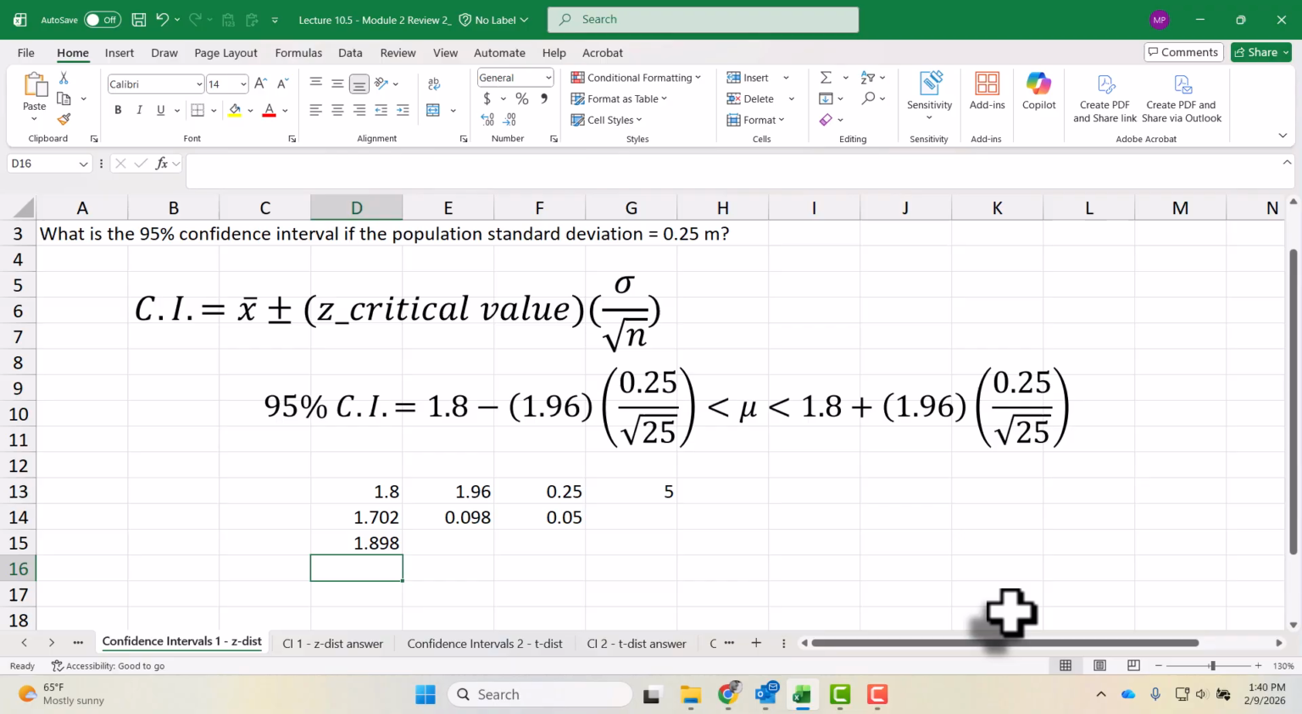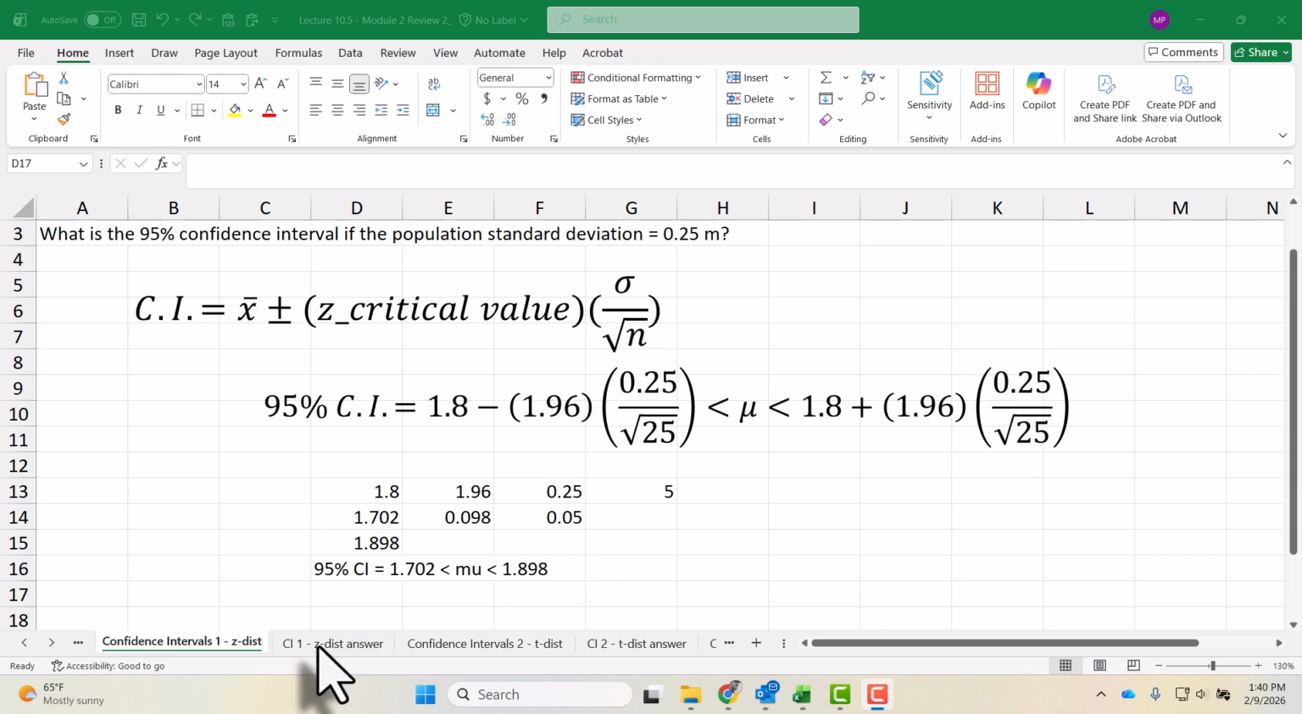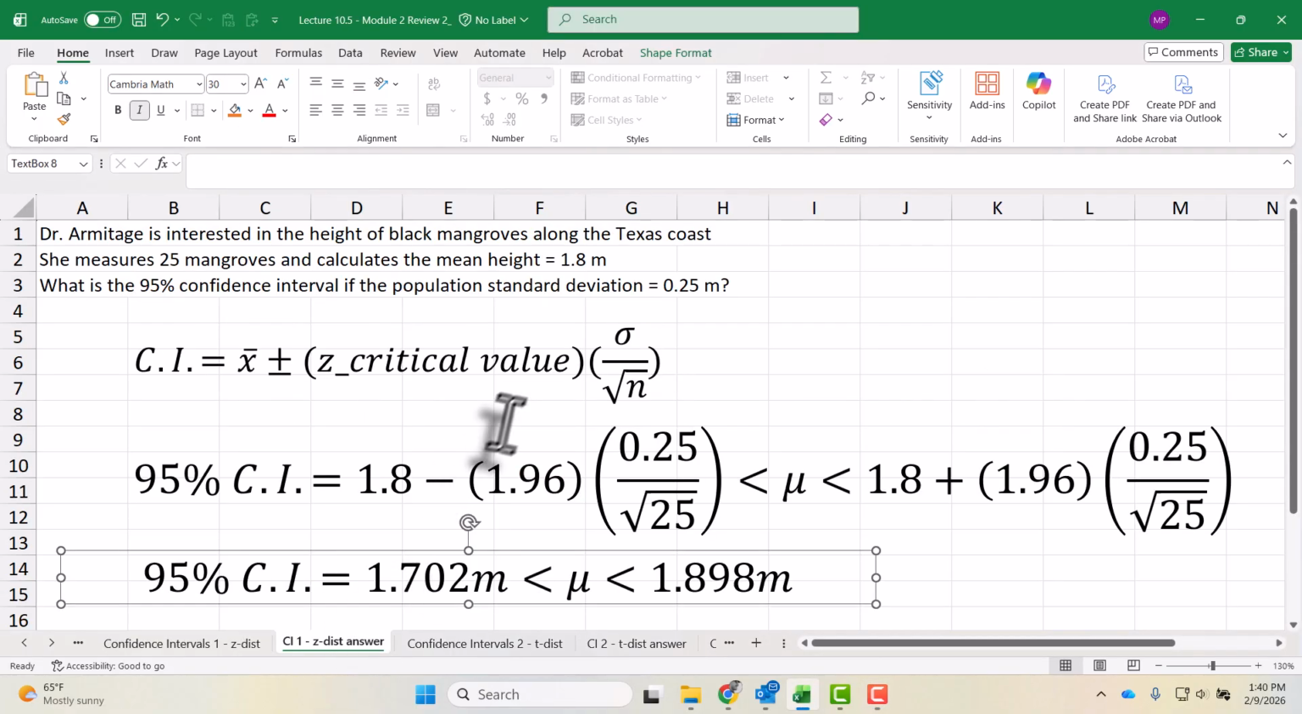And so for reporting this, our 95% confidence interval equals 1.702, which is less than mu, which is less than 1.8. If you go to where it says CI1-Z distribution answer, you'll see the math here, and you can see that our answer matches what we're expecting.